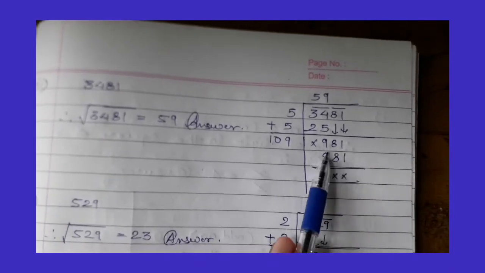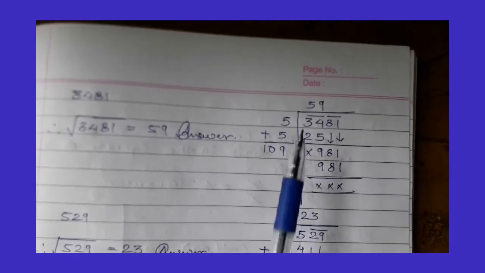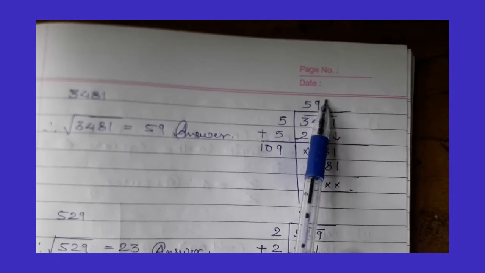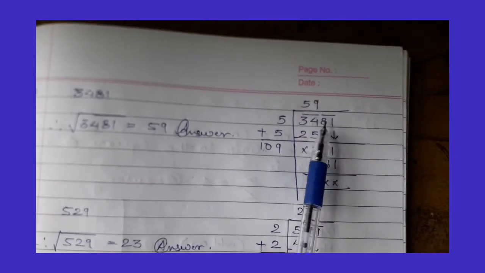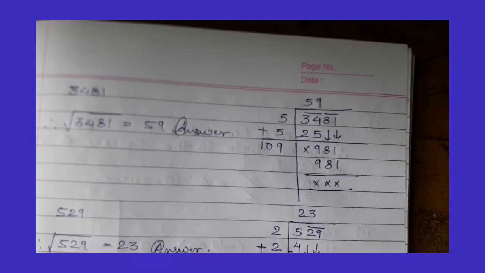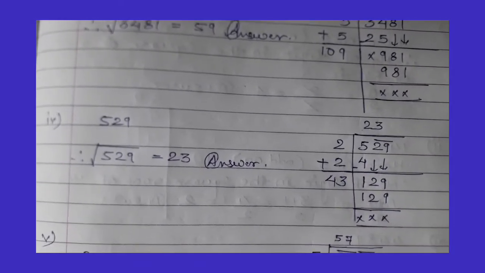Okay, then by subtraction here we got remainder is 0. So therefore whatever quotient, this 59 is the square root of 3481.